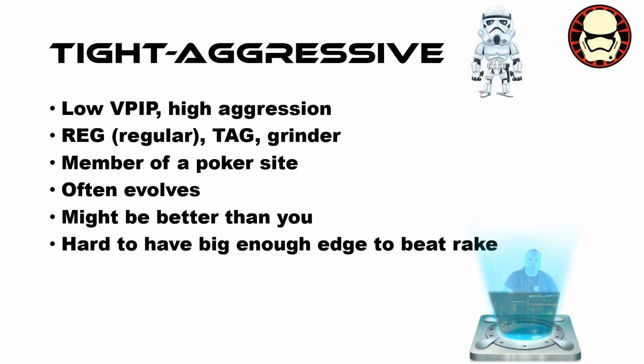It's really hard to have a big enough edge to beat the rake versus these people, because in PLO, the average rake is around 15 to 20 BBs per 100. So your edge versus this kind of player in the long run should be more than that, and that's pretty hard to get.